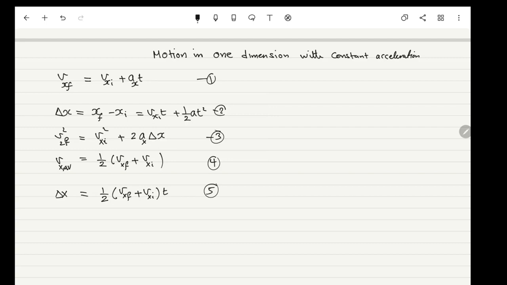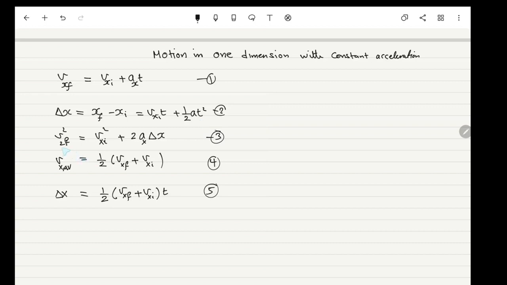Now let's move to motion in one dimension with constant acceleration. The following are the equations of motion at constant acceleration. So equation 1 here: Vx final equal to Vx initial plus axt, in such a way that Vx final here is the final velocity, and Vx initial is the initial velocity. Ax is the acceleration, t is time. Now delta x here is the displacement, which equals x final, the final position, minus the initial position, which equals Vx initial t plus half at square.